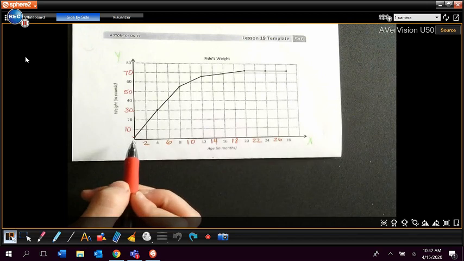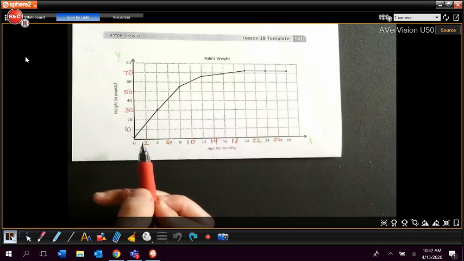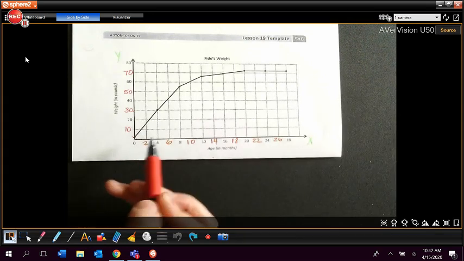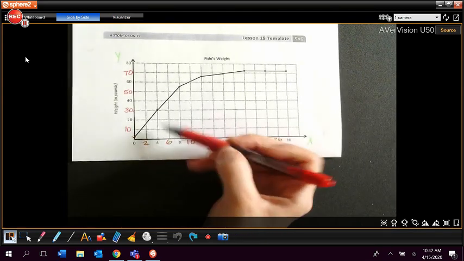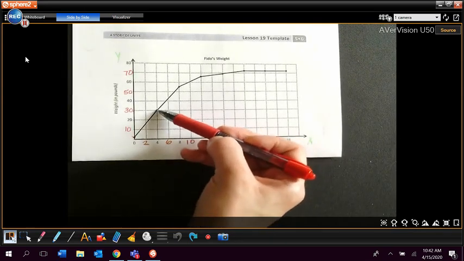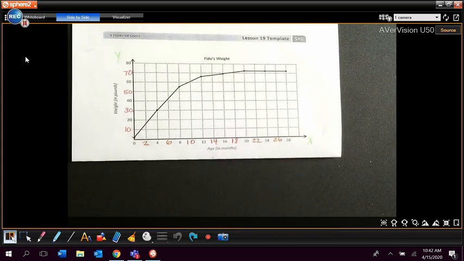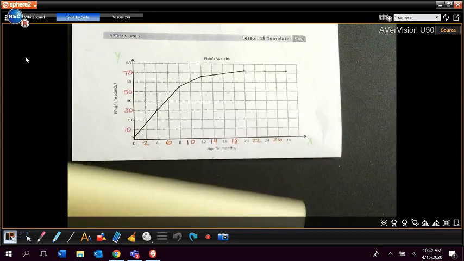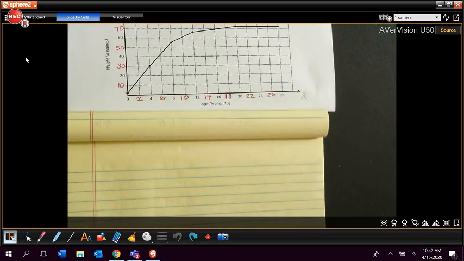So if he was 2 pounds when he was born, and at 4 months he was 30 pounds, what would I have to do to know how much weight he gained in the 4 months? I would actually have to subtract. Very good. I'm actually going to go ahead and get my little notepad here. That way you're able to see. Let me zoom this out a little.